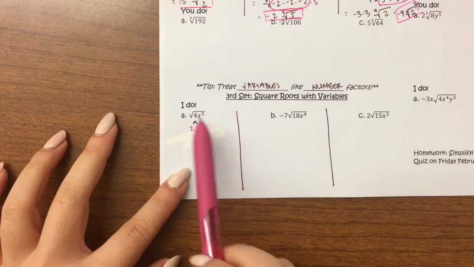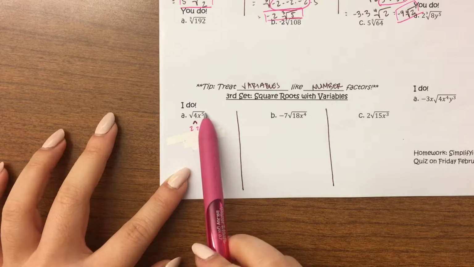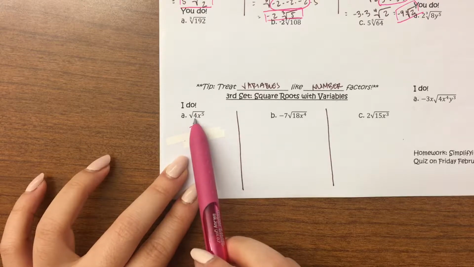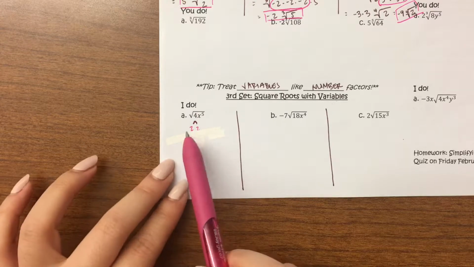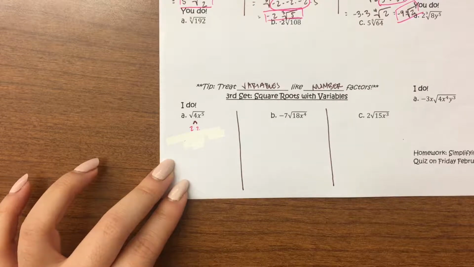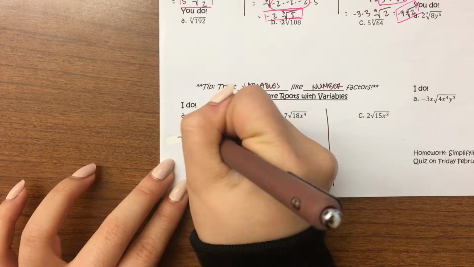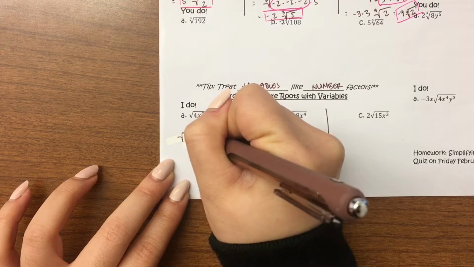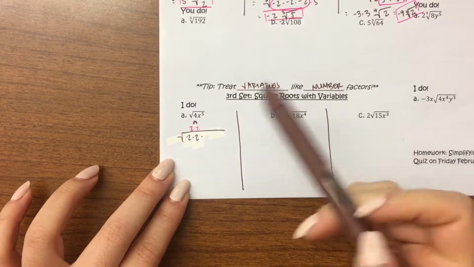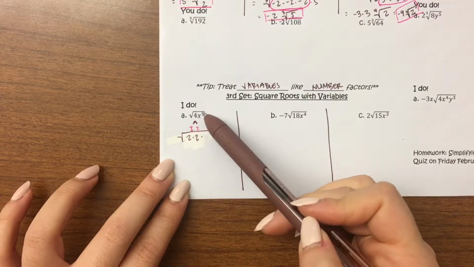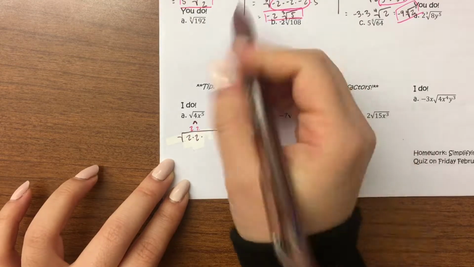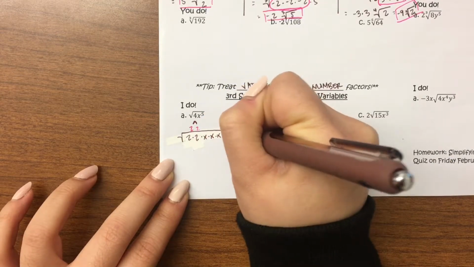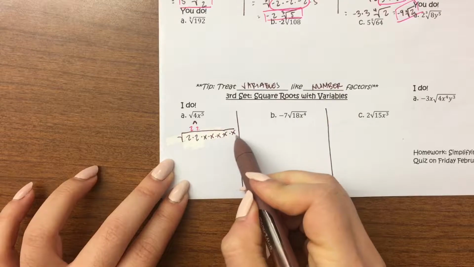For the first problem, we have the square root of 4x to the power of 5. I'm doing the same thing to the numbers inside the radicals. I'm going to break it up. So 4 can be broken up into 2 and 2. I can't break that up anymore, so I'm going to go ahead and rewrite my radical. So on the inside, I have 2 times 2. And then I'm going to break up x to the 5th into its factors. Since there's 5 of them, I have x times x times x times x times x. 1, 2, 3, 4, 5.